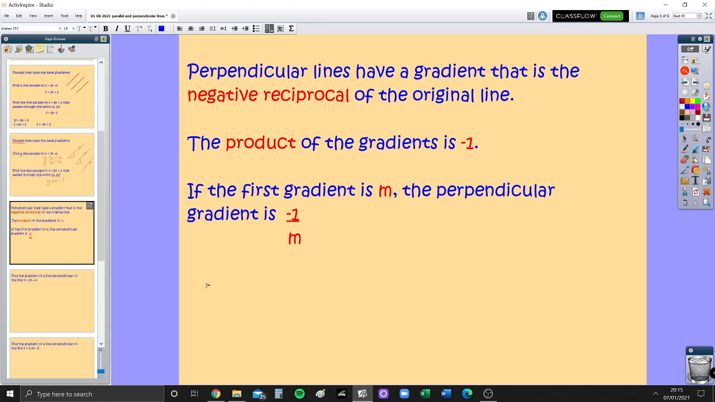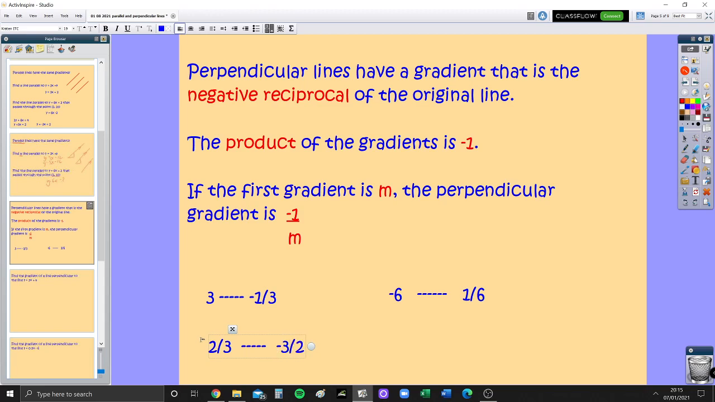So this means that if you had a gradient of 3, then the perpendicular gradient is going to be -1 over 3. If you had a gradient of -6 even, then the perpendicular gradient to it is going to be a +1 over 6. If you already had a fraction, if you had 2/3 as your original gradient, then the perpendicular gradient to it is going to be a -3 over 2.